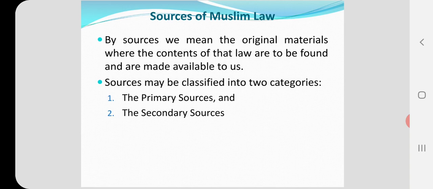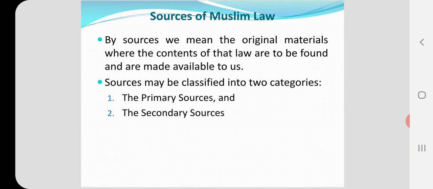Whenever we discuss sources of any law, it means we want to know about the original materials where the contents of that law are to be found. From this perspective, we will be discussing the primary and secondary sources. In today's video, we will be focusing on primary sources only.